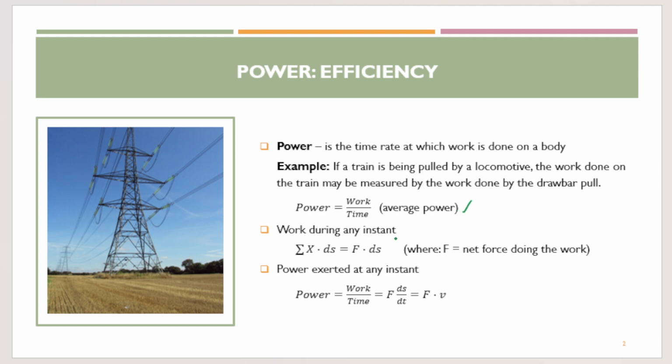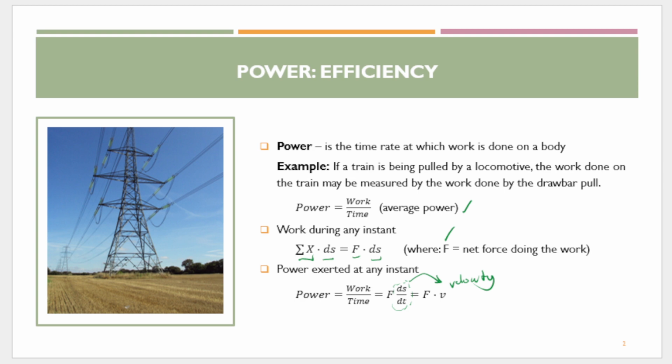So work during any instant is the summation of X, this is work, equal to F ds, where F is the net force doing the work. Therefore, the power exerted at any instant is work over time, equal to force times ds over dt, and we know that ds over dt is velocity, the change in displacement over the change in time. So these are the formulas that we need to memorize or appreciate.